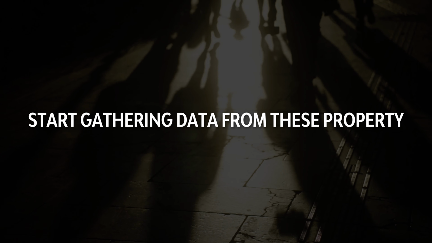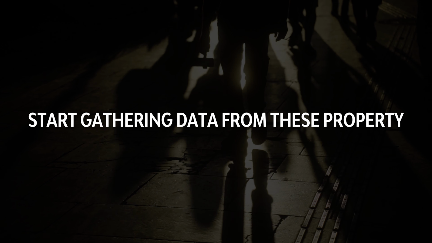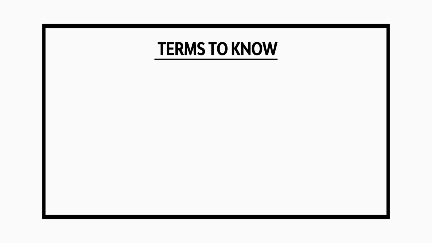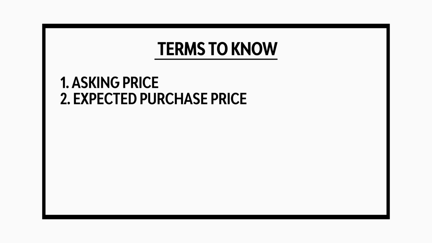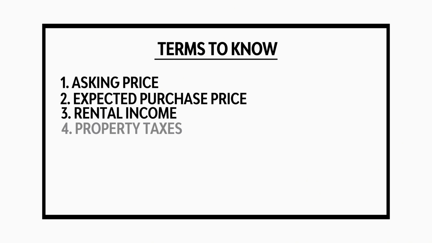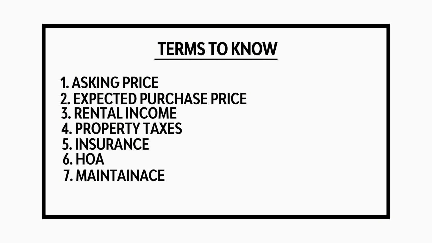Step 2 is where you want to start gathering all the data from these properties. And we're gonna go over some calculations in step 3 to really nail down and decide how do you figure out what's good or not. But let me give you some terms first. Things you wanna know are your asking price, the expected purchase price, rental income, property taxes, insurance, HOA, all the maintenance, the different types of loan terms. All these things are a group of terms that we're gonna go over so you really understand what all of it means.